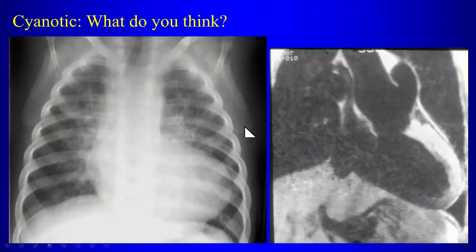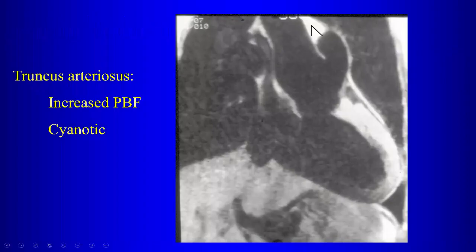So another patient here, increased pulmonary blood flow, cyanotic, and here I'm giving you an MR. What does this patient have? Truncus. Yeah, so this is truncus arteriosus. What happens with truncus arteriosus is that there is a common vessel that sits on top of a ventricular septal defect. That common vessel, the truncus, receives blood from both ventricles, and from that vessel, the aorta and the pulmonary artery come off. So that's what we see with truncus arteriosus.